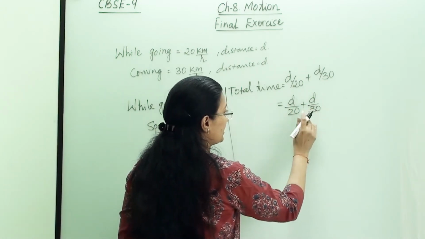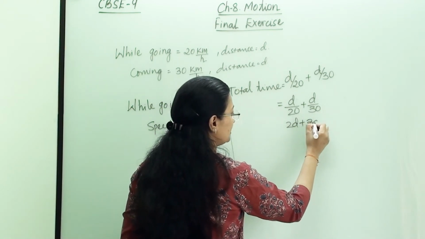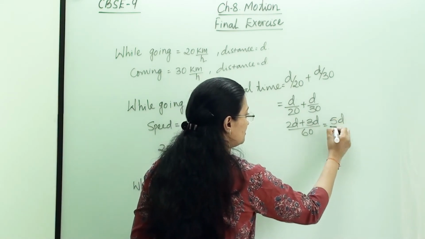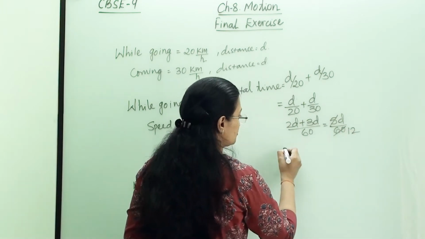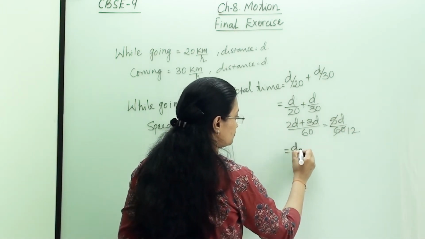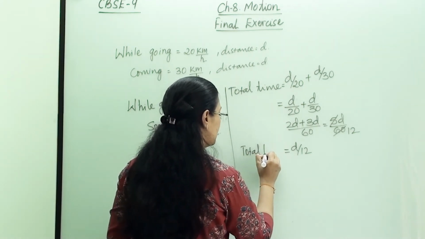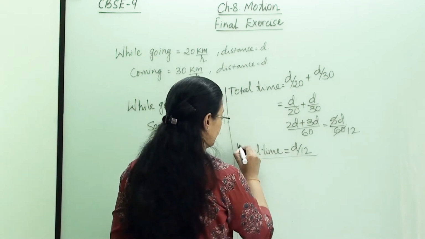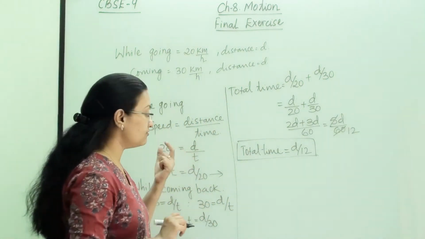So we have to take the LCM and we will get 2d plus 3d divided by 60 equals 5d divided by 60. So here we will get 12. So the total time equals d by 12. Total time required for the journey is d by 12. This is our total time. So now we have to find out the average speed for his journey.